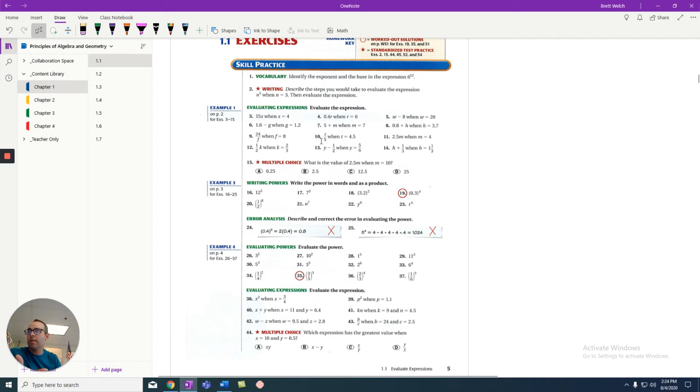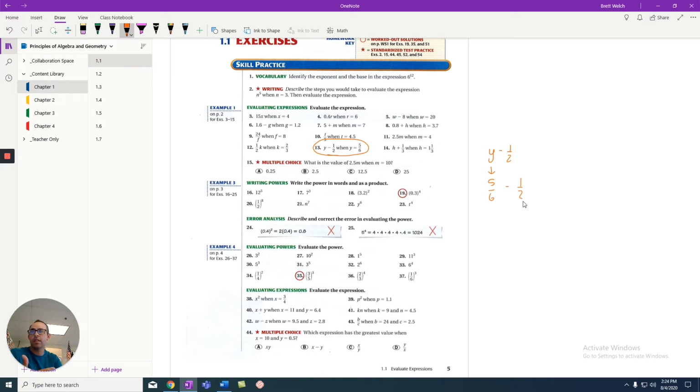There are going to be some that have fractions, like number 13. And when we deal with that, it's y minus 1/2, where y equals 5/6. So 5 over 6 minus 1/2. Yes, I'm okay with using calculators. I would like you to be able to answer as a fraction.